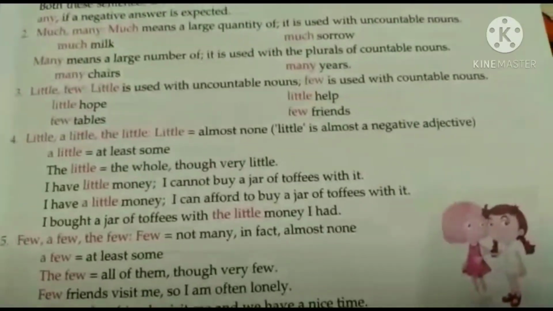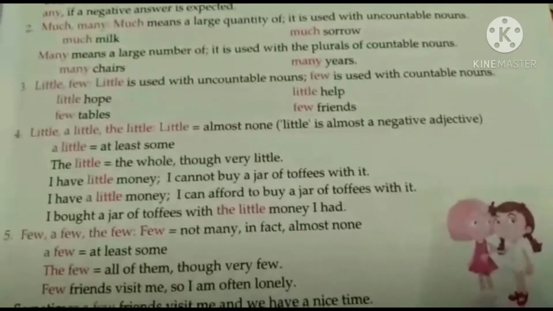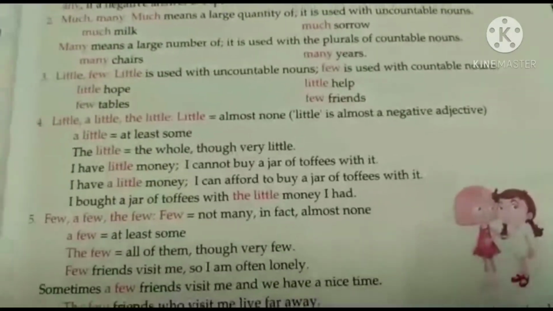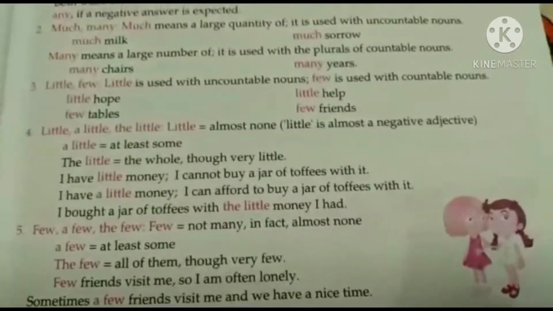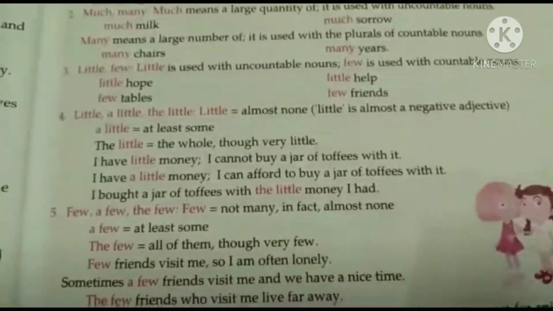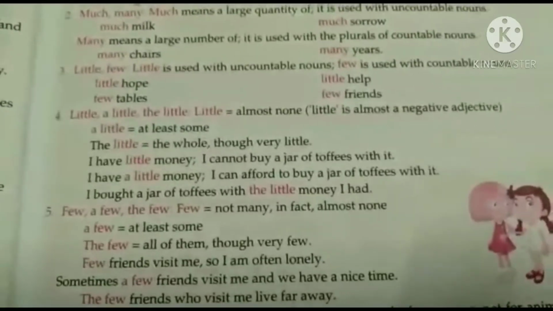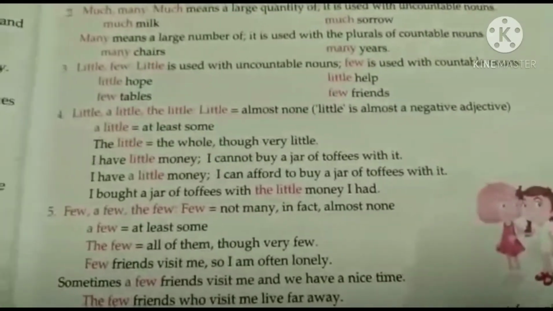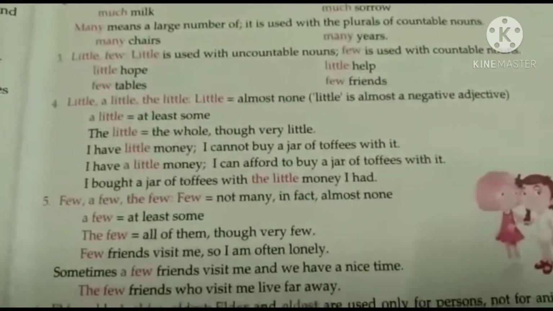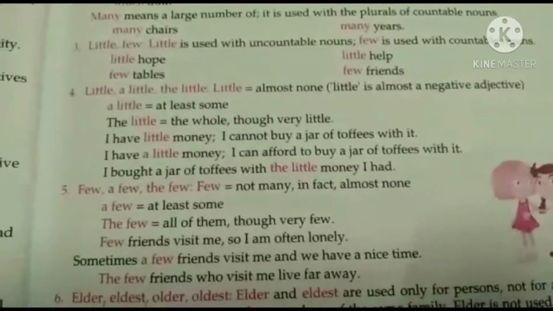Many means a large number of. It is used with the plural of countable nouns like many chairs, many ears. Third one: little, few. Little is used with uncountable nouns. Few is used with countable nouns. You can see the example here.